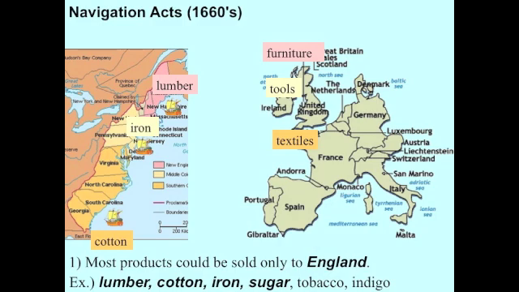The Navigation Acts are British trade laws that were enacted by British Parliament in the 17th century that regulated colonial economy and colonial trade. So the lumber, the iron, and the cotton, for example, that were grown throughout the 13 colonies were shipped back to England and they were made into furniture, tools, and textiles. Most products, like the ones I just mentioned, could only be sold to England.